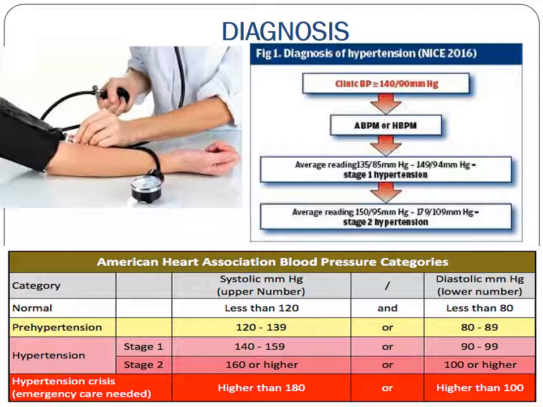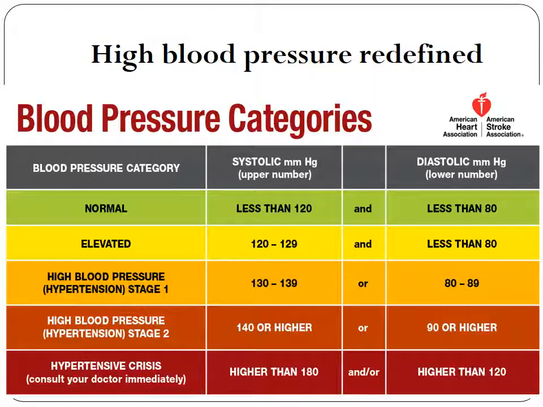Hypertension, they have classified as stage 1 and stage 2. Anywhere between 140 and 159 is called stage 1 hypertension, and diastolic can be anywhere between 90 to 99. Stage 2 is 160 or higher, or 100 or higher. And hypertensive crisis is higher than 180 and higher than 100. So anything above this, marked in red, means it is critical.